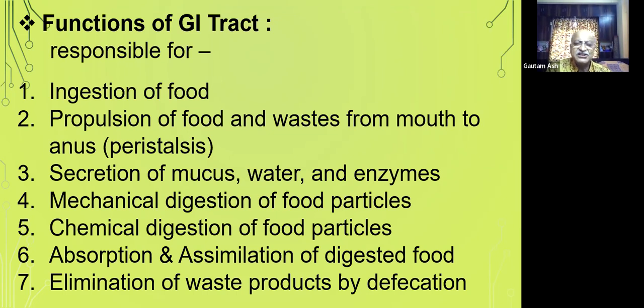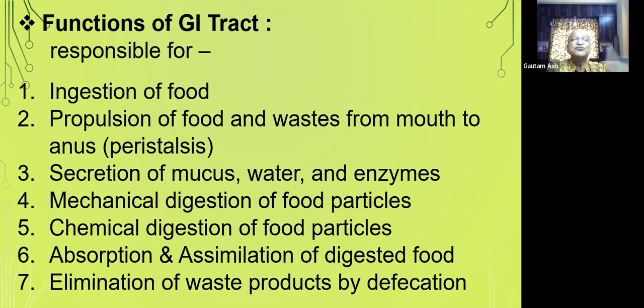Then chemical digestion of food particles by different enzymes coming from the stomach, coming from the duodenum, coming from the intestine, then also coming from the liver, pancreas, then absorption and assimilation of digested food. This is another important function of the GI tract. Elimination of waste products by defecation. So if any of the functions, either one or more than one, will be hampered due to some condition, we have to take care of that.